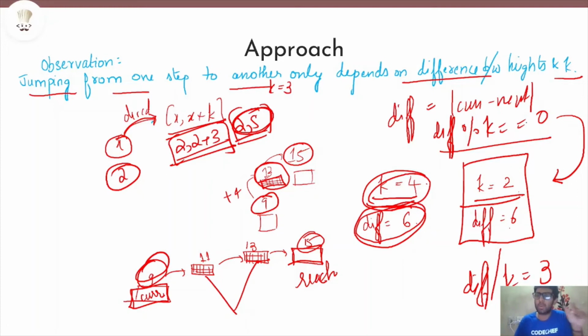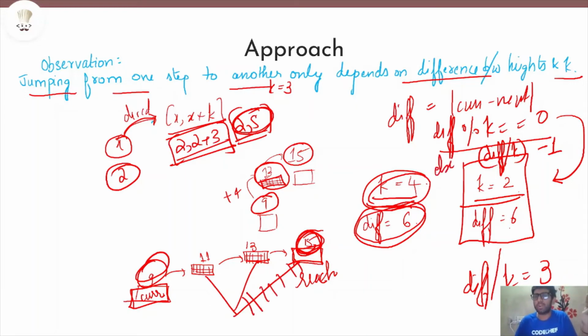Hence, if difference mod k equal to 0, construct difference by k minus 1 steps. Why difference by k minus 1 steps? Because 9 plus 2 is 11, 11 plus 2 is 13, and 13 plus 2 is 15. Because your difference mod k equal to 0, your third step will be the step you are trying to reach. Because difference by k also counts this step, which we don't want to count, hence it is difference by k minus 1.